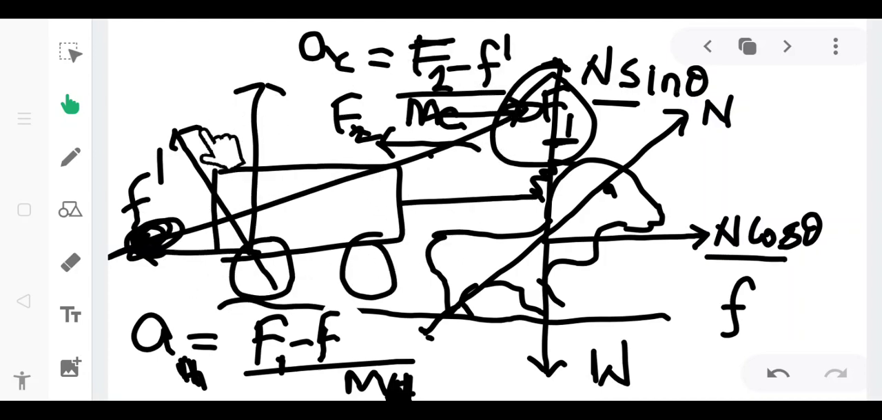So this is the horse and cart concept, right? So I hope you all understood.